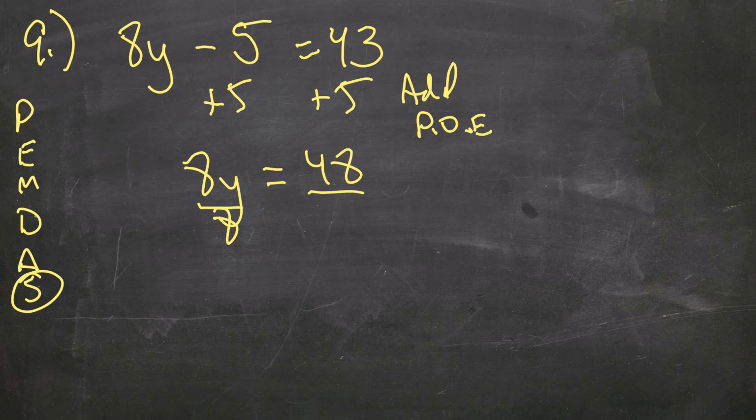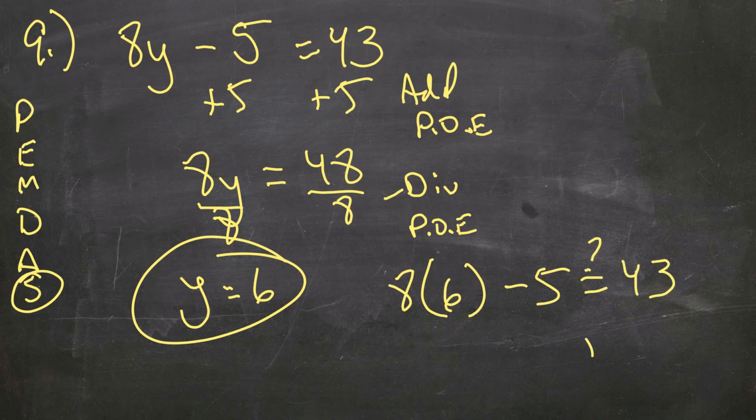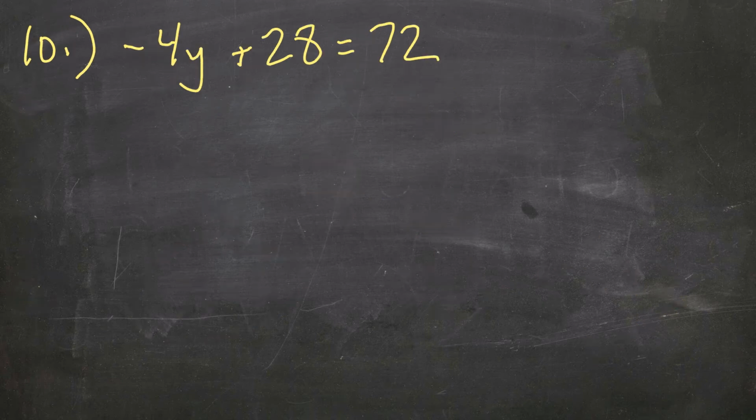Now I have to divide by 8. Divide by 8, I get y is equal to 6 because of the division property of equality. That's my final answer. I just have to check my work. 8 times 6 minus 5, does that equal 43? It does. That's it for number 9.